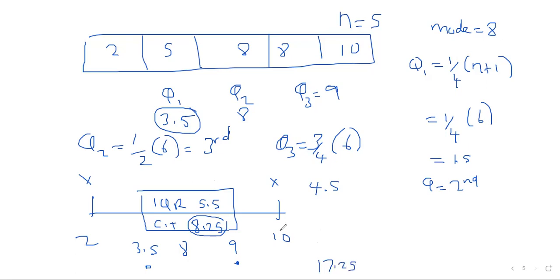25. Meaning the 10 has qualified, it's not an outlier, it's inside. And we also subtract from the lower quartile, 3.5 minus 8.25. We're going to get negative 4.75. So meaning the 2 is inside as well. So meaning we don't have an outlier.